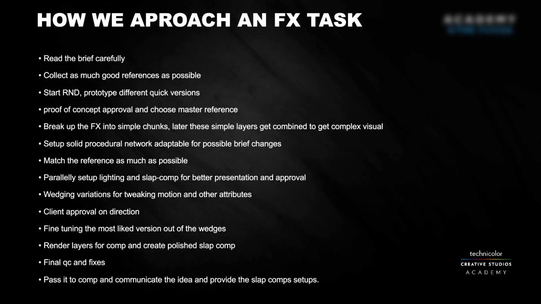Once the proof of concept is locked, we start to break up the task into separate smaller chunks. We will build layers separately. Once the layers are broken out, we work on them, and then we combine them to create complex visuals. During this process, we have to keep our network very procedural, so if there are any changes at the last minute, we should be able to adapt to that.